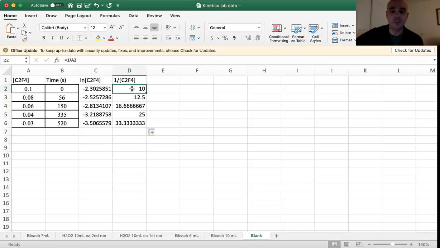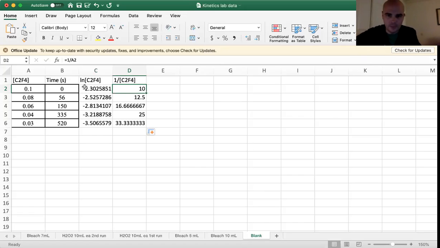Oh, so you're doing both columns by the C2F4? Yeah, because both of them are based on the C2F4. We're not doing anything to the time. Oh, okay. Yeah, time we just leave alone. Okay, that's my mistake. Yep, so that's an easy fix.